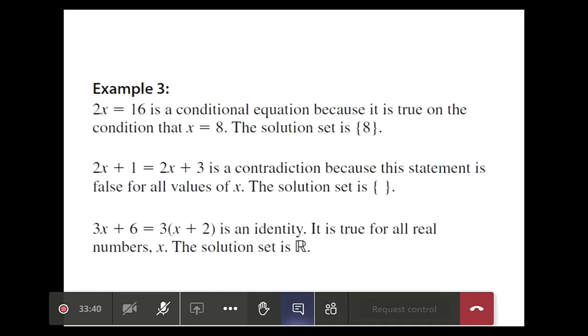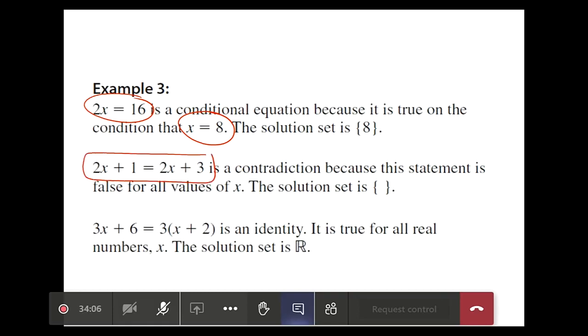Example for contradiction, we already solved the example. Look at this, just divide by 2. This is x, the solution x equal 8. Just only x equal 8. Any value, another 8, the solution is incorrect. So this is conditional equation. Look at this one.